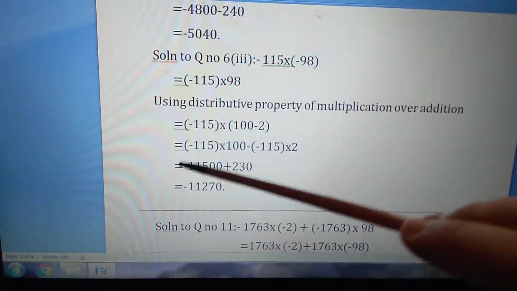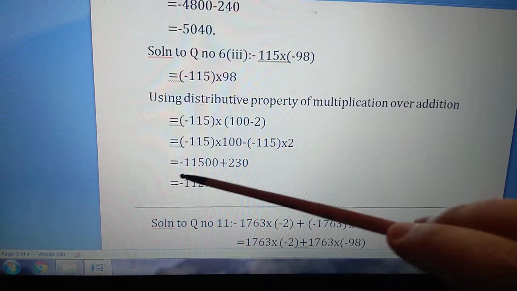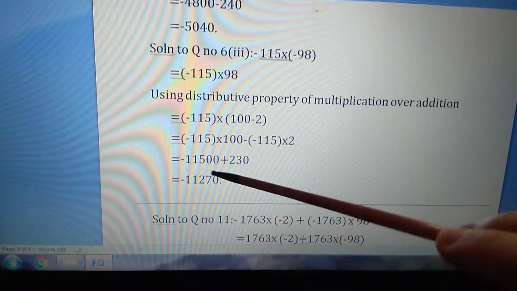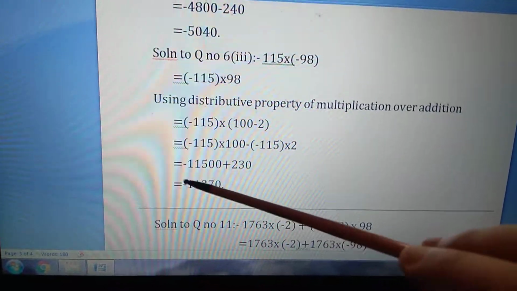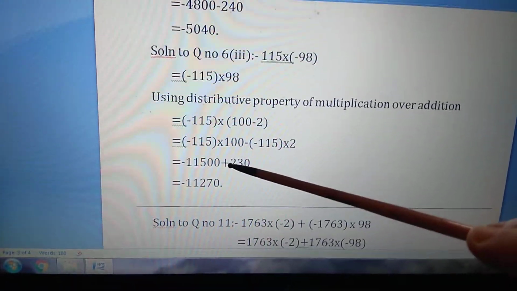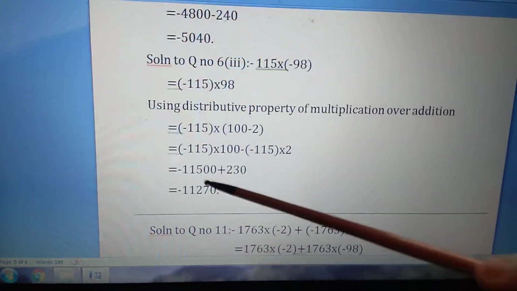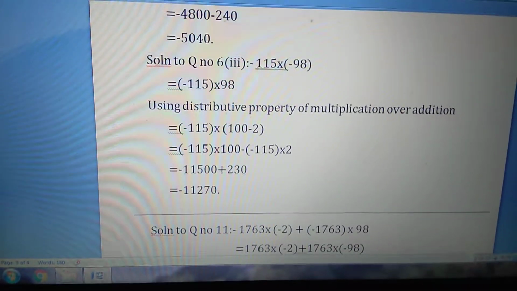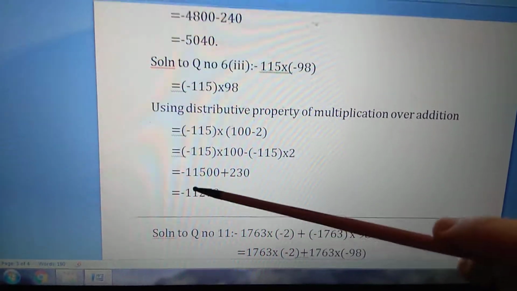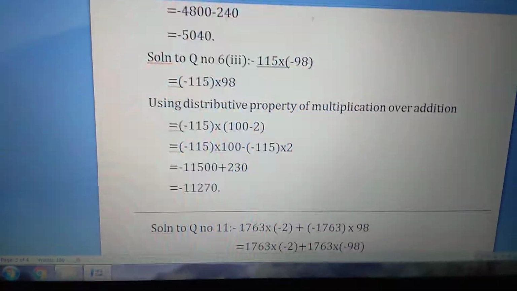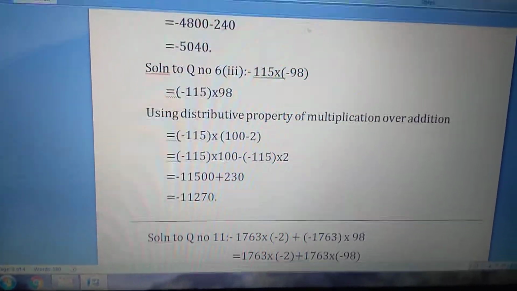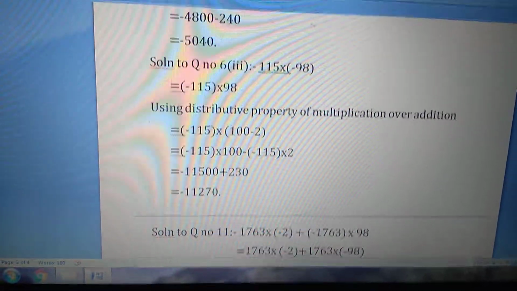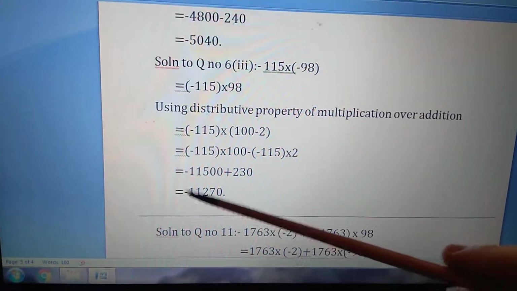Both having opposite signs, so the result is coming in negative, and since the bigger one has the negative sign, here it is negative. Here subtraction we need to do because both the numbers have different signs, so the operation is subtraction. We have subtracted and got the result as 11,270, but since 11,500 is greater and it bears the negative sign, so here it is minus.